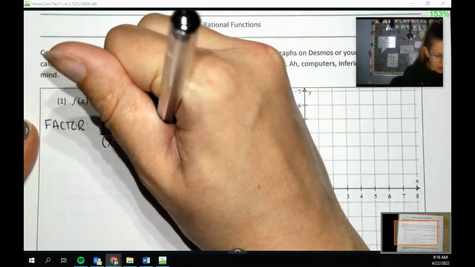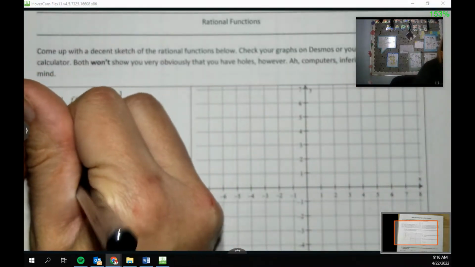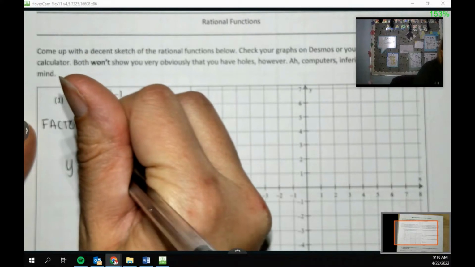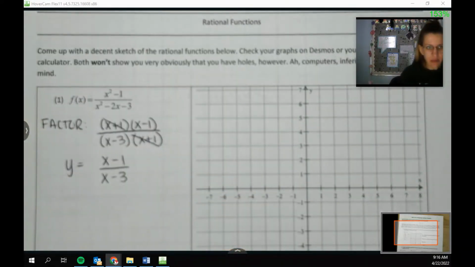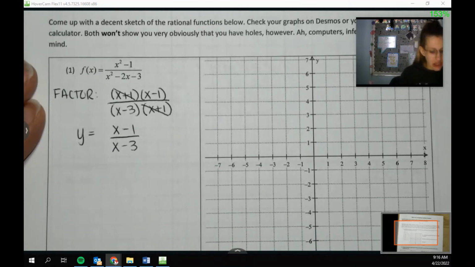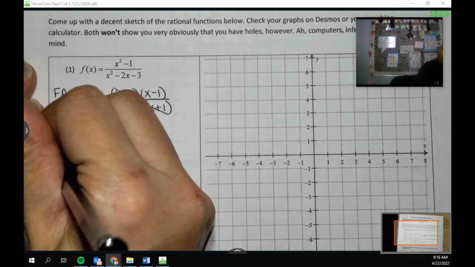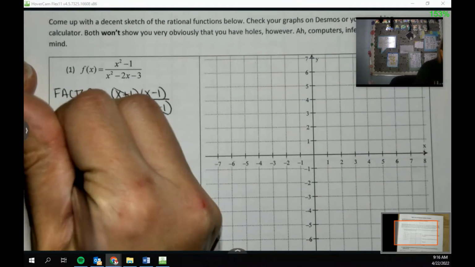Okay, and just as we did previously, if you have factors that can cancel, we should. So these will cancel out. And so my brand new equation now is actually x minus 1 over x minus 3. Okay? So after we factor, the first thing we want to find are holes.